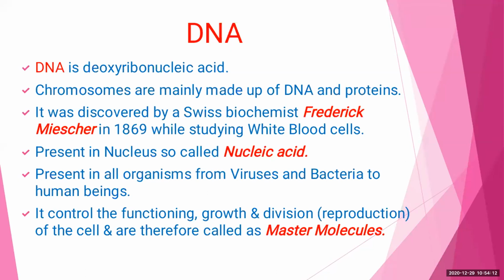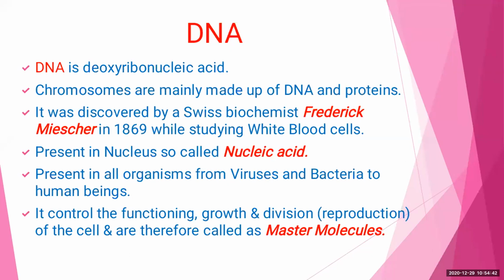Previously it was thought that DNA is present only in the nucleus, and that is why it is called nucleic acid. But later it was also found to be present in some other organelles of the cell, right? It is also present in mitochondria, right? So it is present in other organelles also, but basically it is called the nucleic acid. It is present in all organisms, from viruses and bacteria to human beings.